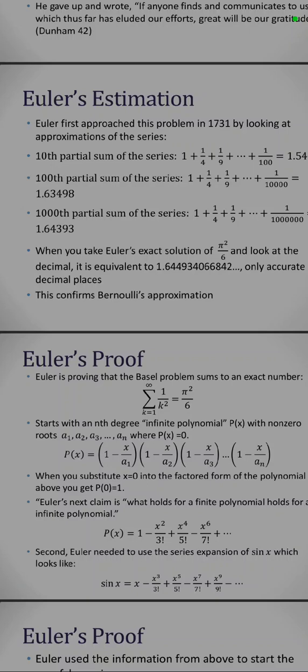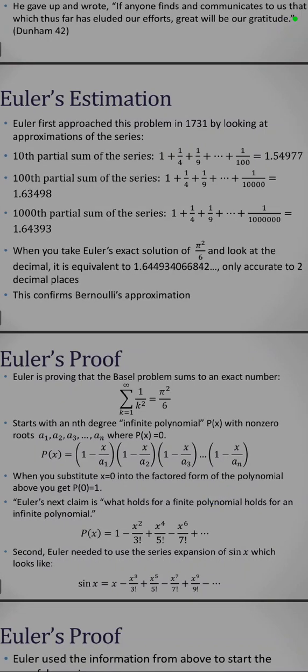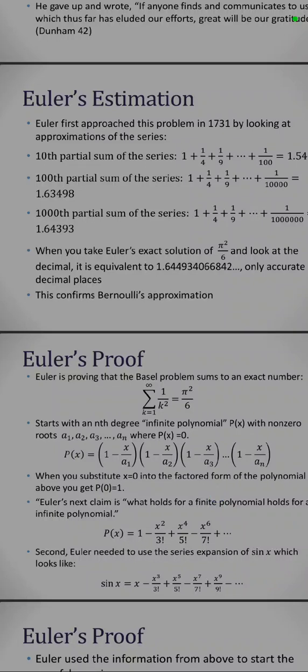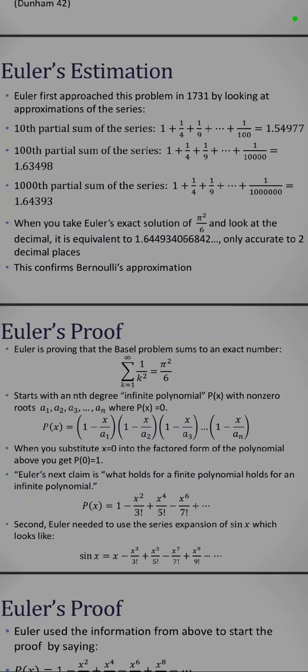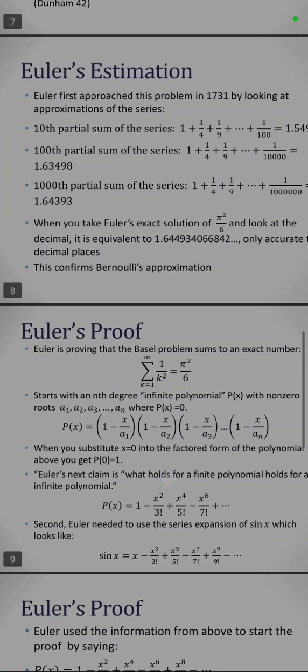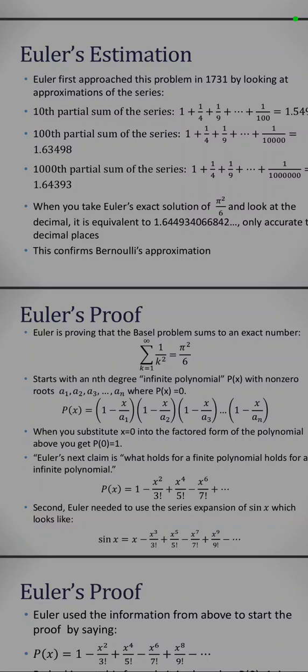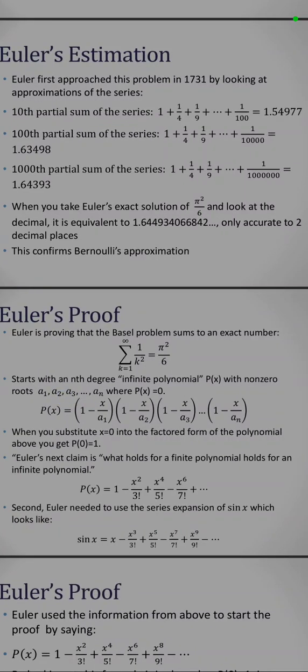So let's get started. It starts with an nth degree infinite polynomial p(x) with non-zero roots, where p(x) equals 0. So what Euler did was assume a function p(x) equals 1 minus x upon a1. You can assume that, okay. When you substitute x equals 0 in the factored form of the polynomial, what you get is 1, obviously, because x upon a becomes 0 as x is equal to 0, and p(0) would be 1. Okay, Euler's next claim is that what holds for a finite polynomial holds for an infinite polynomial.